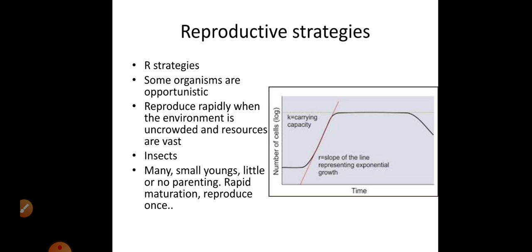We have two types of reproductive strategies: the R strategy and the K strategy. About the R strategy, the population is rapidly growing with time, like insects. Insects can reproduce rapidly and they can mature rapidly also. So they don't have a problem growing with time if they don't have predation or parasitism or anything that could affect this population growth.